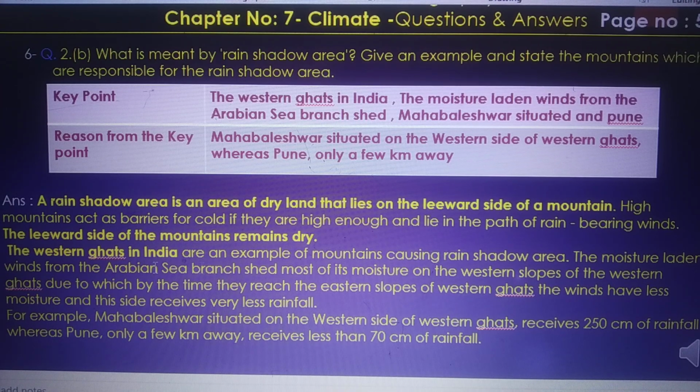The moisture-laden winds from the Arabian Sea shed most of their moisture on the western slopes of the Western Ghats, due to which by the time they reach the eastern slopes of the Western Ghats, the winds have less moisture and these sites receive very little rainfall. For example, Mahabaleshwar, situated on the western side of the Western Ghats, receives 250 centimeters of rainfall, whereas Pune, only a few kilometers away, receives less than 70 centimeters of rainfall.